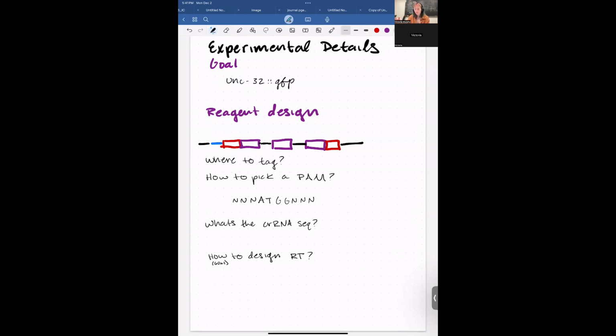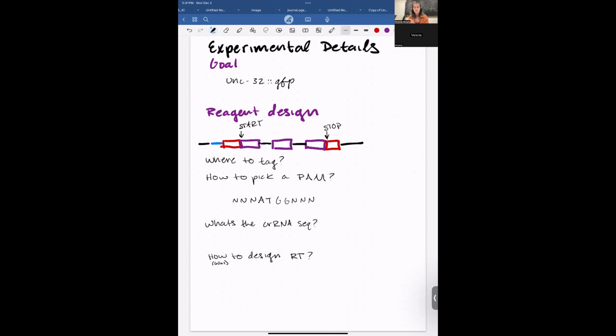So how do we determine where to tag the protein? So where do we insert that DNA sequence? This is just a copy of that same gene diagram that I showed before, where this would be the start and this would be the stop.